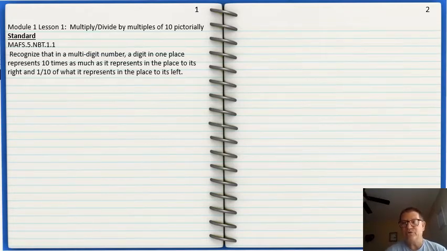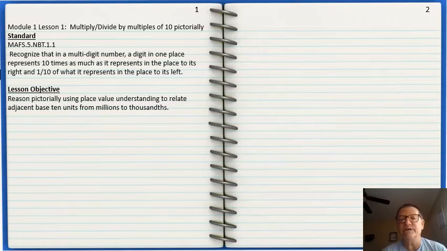Now in lesson 2, we're going to be working on the same standard. So the only thing I'm going to expect you to write down is MAFS 5 NBT 1.1, and then underneath of that you can either write out the standard or you can refer to page 1. But you have to have the standard written down on at least the first lesson that we're working on this standard.